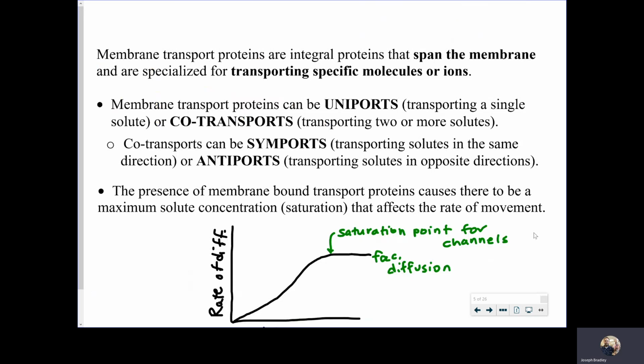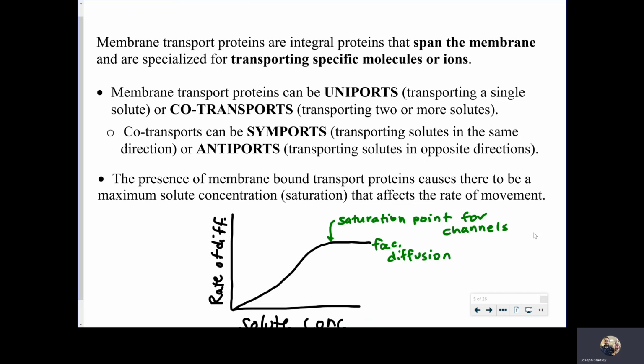So membrane transport proteins are integral proteins that span the membrane and are utilized for transporting specific molecules or ions. So there's two categories of membrane proteins. There's uniports, which transport a single material, and then co-transporters, which will transport two materials. The co-transporters can be a symport, meaning both things are transporting at the same time, or an antiport, meaning the solutes are moving in opposite directions. So one thing will enter the cell while another thing is moving out of the cell.